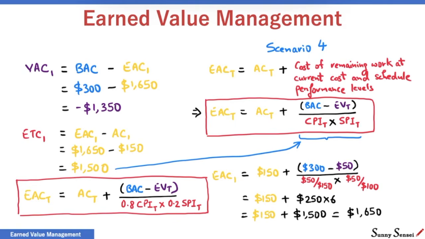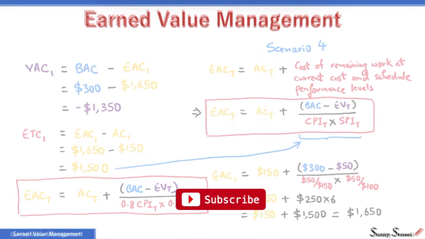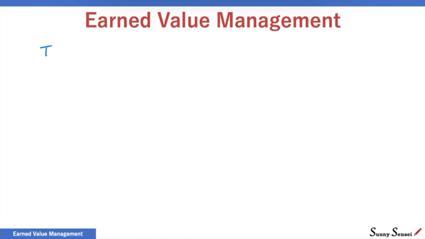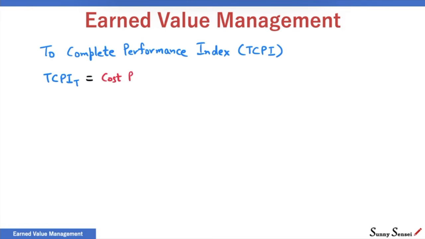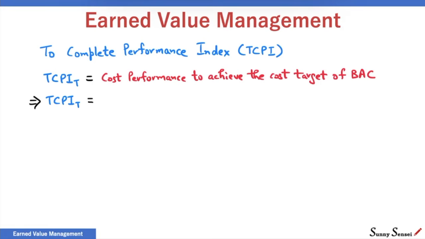We have covered all the scenarios. Let me introduce you to a new term, to complete performance index, or TCPI. It is the cost performance needed to ensure that we complete the project precisely at BAC, the total planned cost of the project. We have to complete the remaining work with the remaining budget. Mathematically, TCPI is simply remaining work divided by remaining budget.